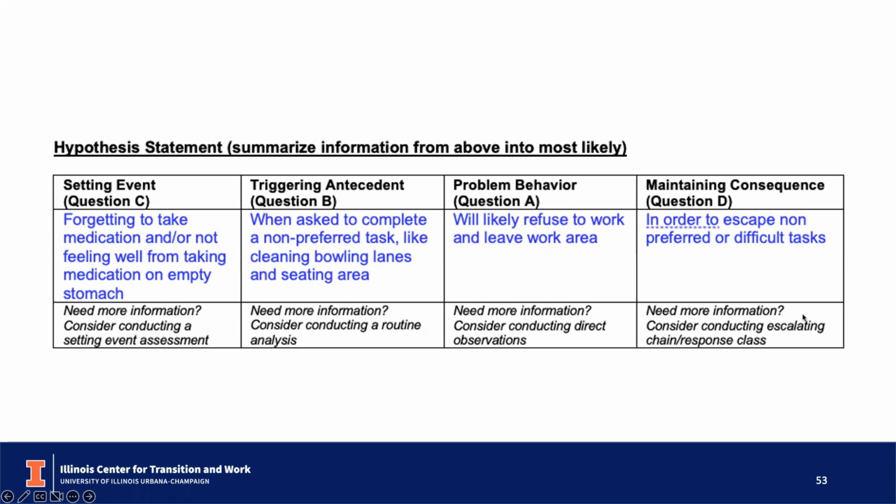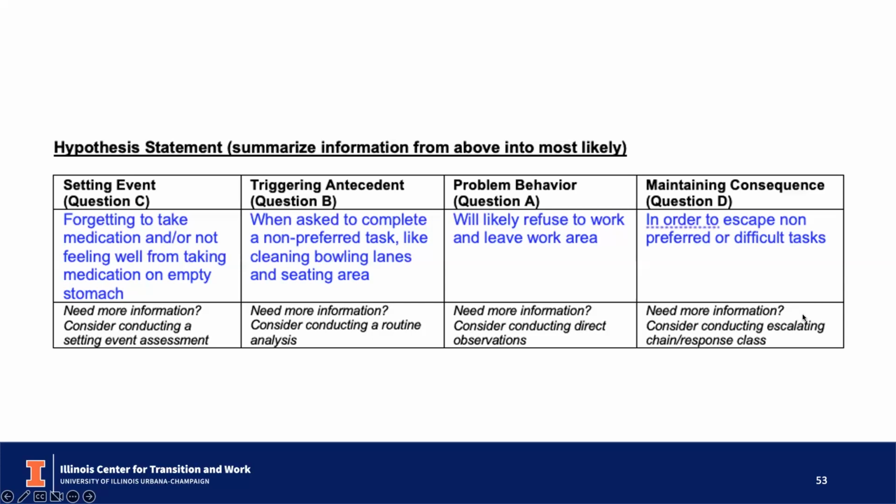Next, looking at the triggering antecedent, or all of the information from question B, I'm summarizing that in Tony's situation, when he's asked to complete a non-preferred task like cleaning bowling lanes in the seating area, that is usually the triggering antecedent that is going to cause the behavior. But if I didn't have enough information, I could consider conducting a routine analysis.